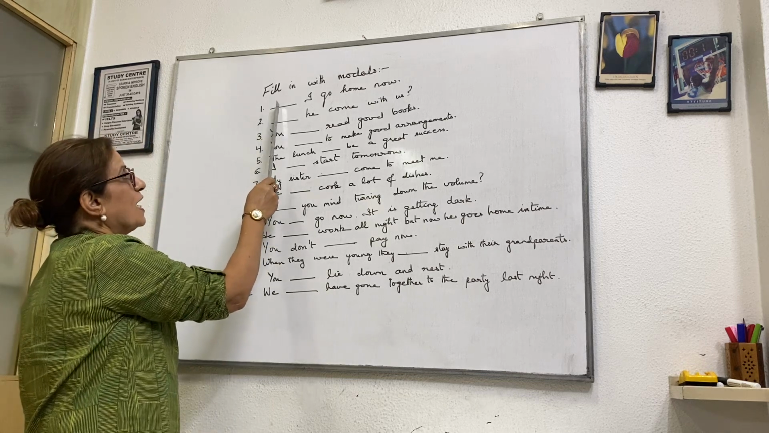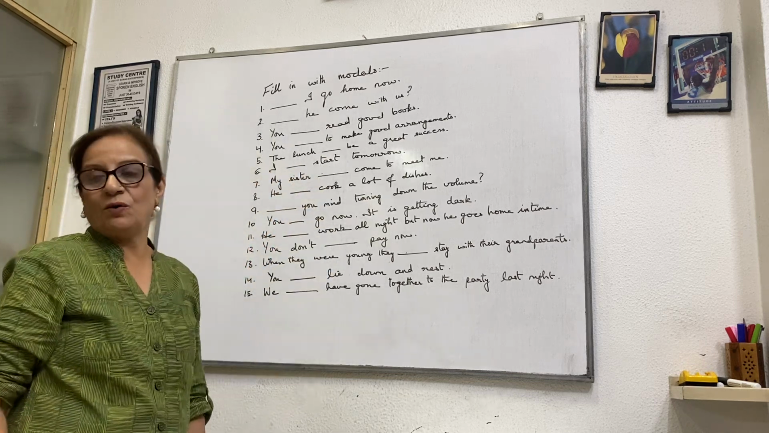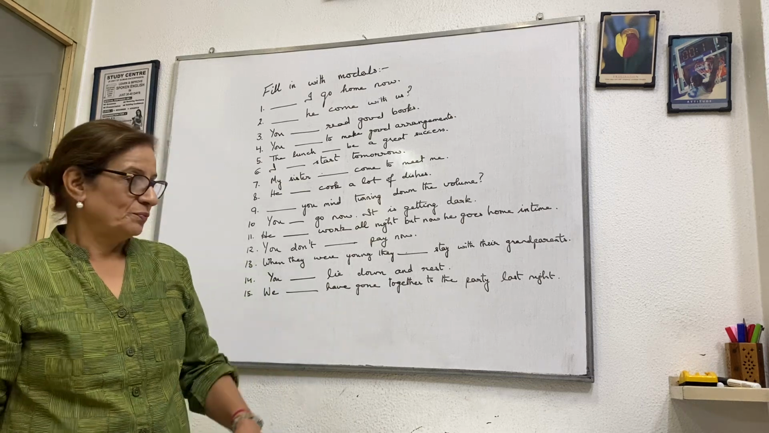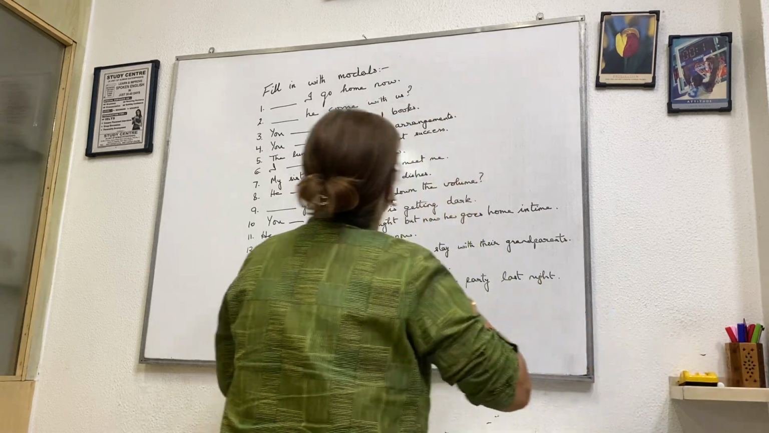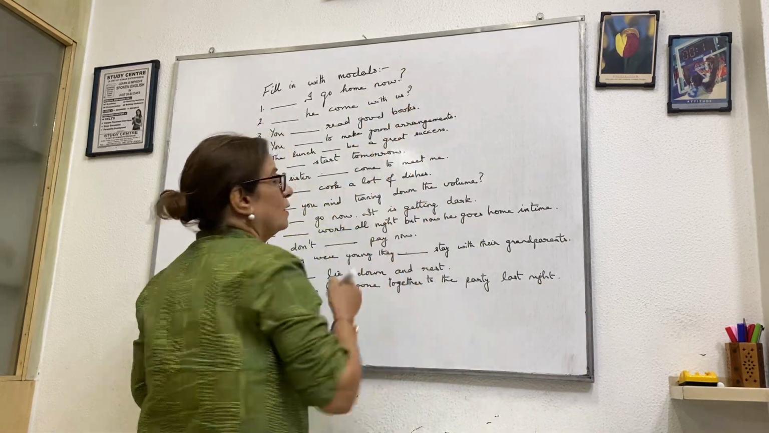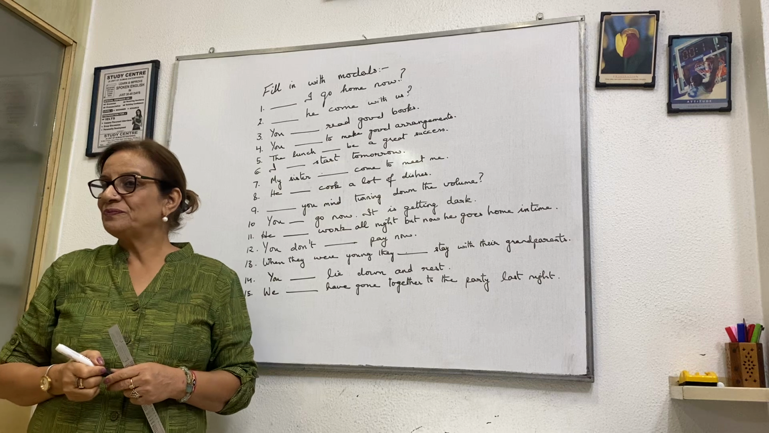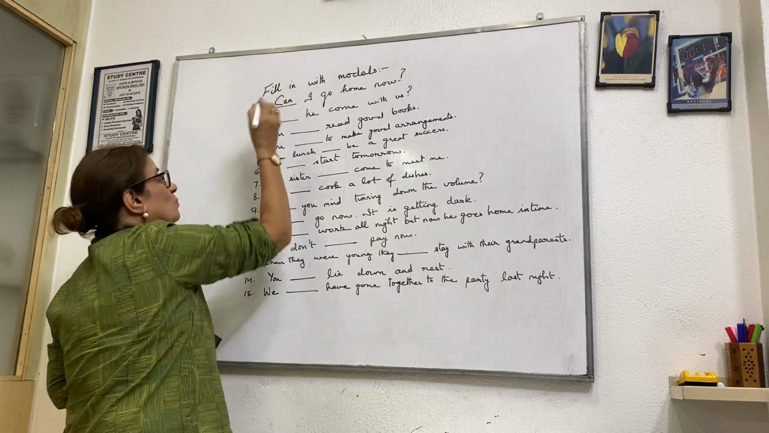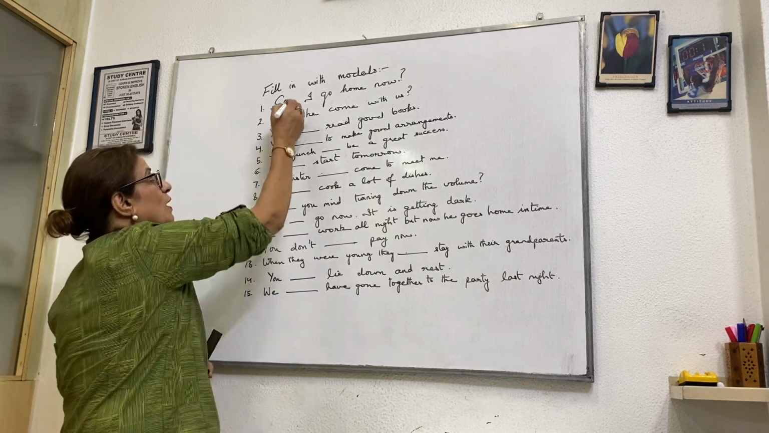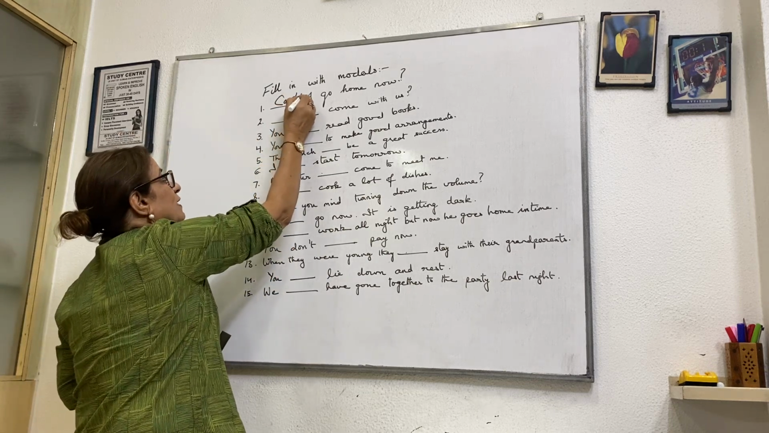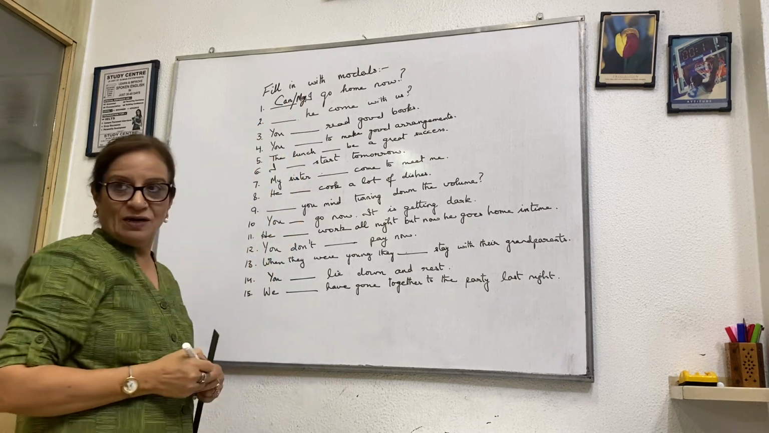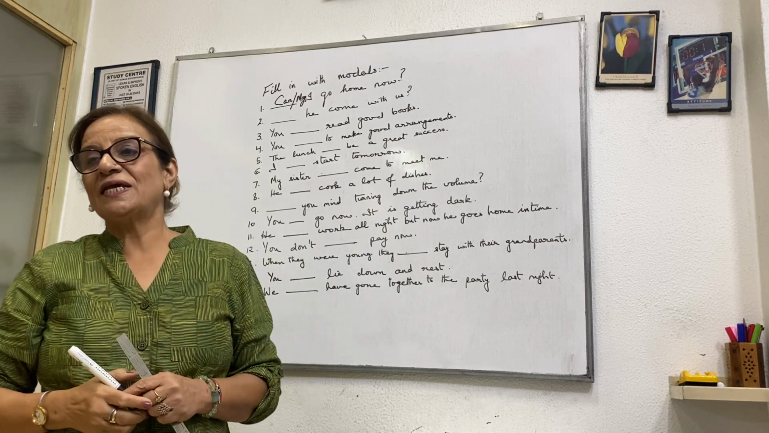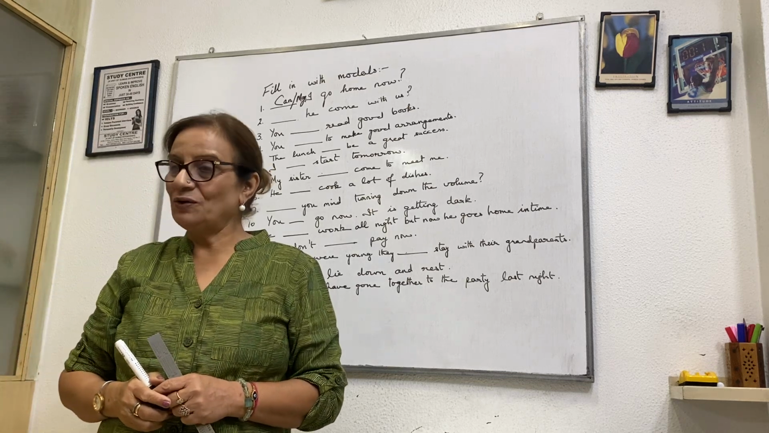First sentence is dash I go home now. And there should be a question mark here. So what will come here? Anybody? Yes, very good. Can I go home now? Or, if we want to make it polite, then may I go home now? Which one is more polite? May. Can is correct, but we should say may I go home now.